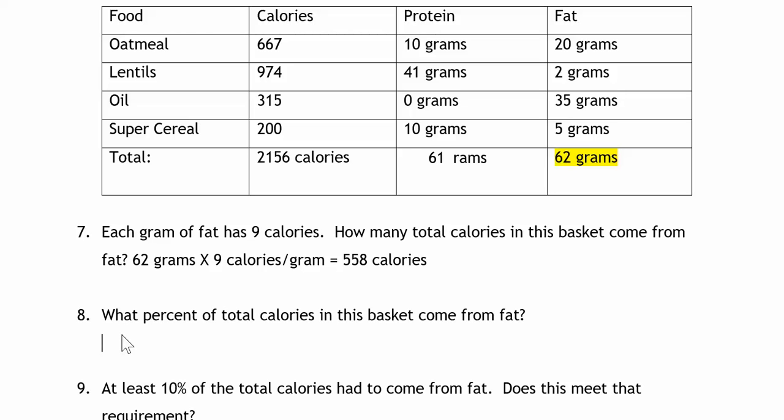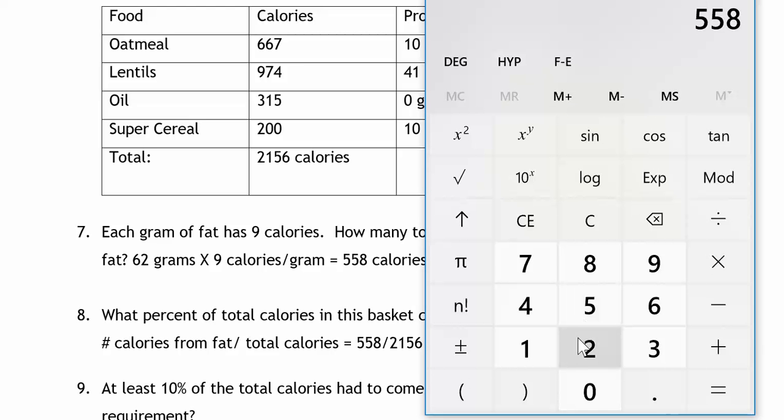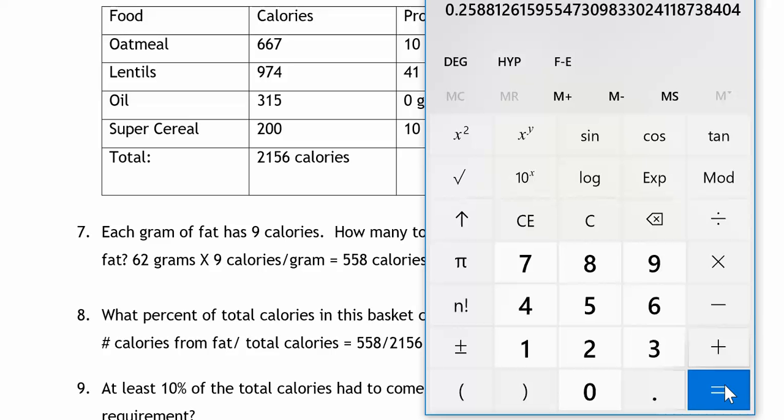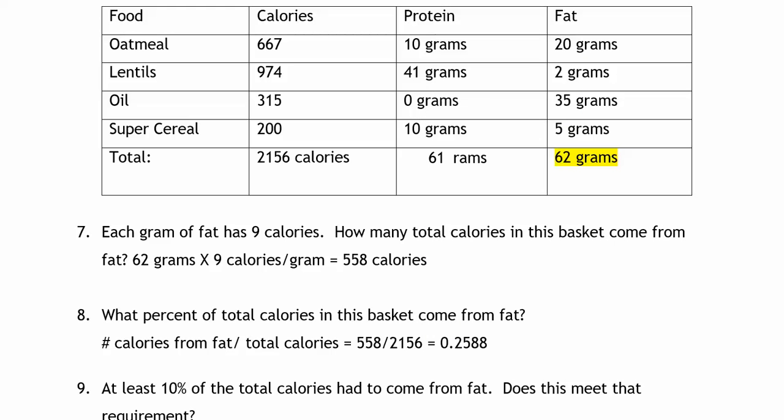Now let's look at what percent of the calories come from fat. As we did up above, to find the percent of the calories that come from fat, we're going to take the number of calories from fat divided by the total calories. In this case, it's 558 calories divided by a total of 2,156. 558 divided by 2,156 is 0.2588. That's my decimal. If I want to have a percent, I need to multiply by 100, which moves the decimal to the right 2 places. And then I can round to the nearest whole number. So this is 26%.